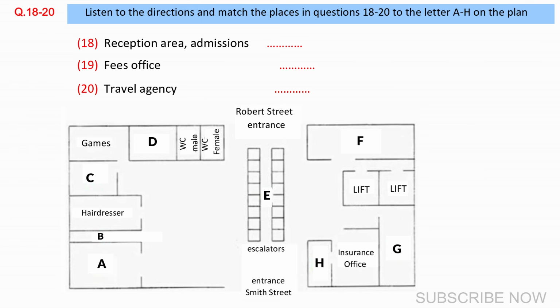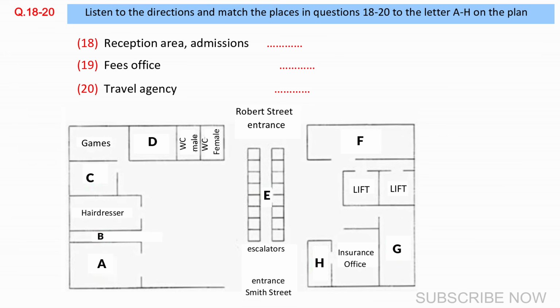Do I pay my fees there? No, but the fees office is in the same building. Go past the escalators and you'll see a games shop. It's in the corner. The fees office is between the games shop and the toilets. Thanks. Where can I buy books? The bookshop is opposite the lifts. It's right next to the entrance from Robert Street.